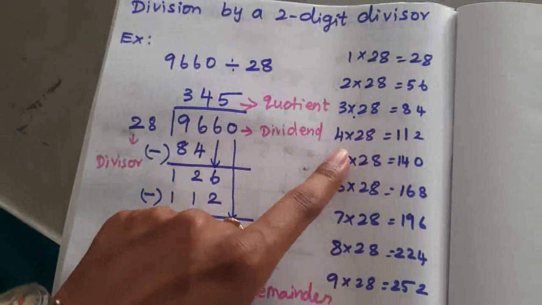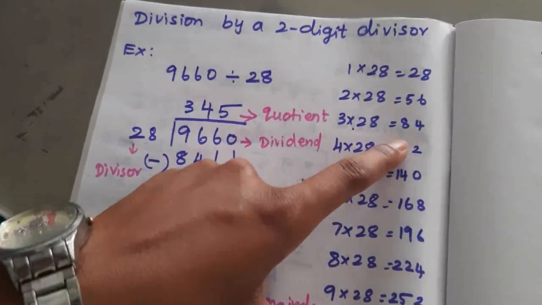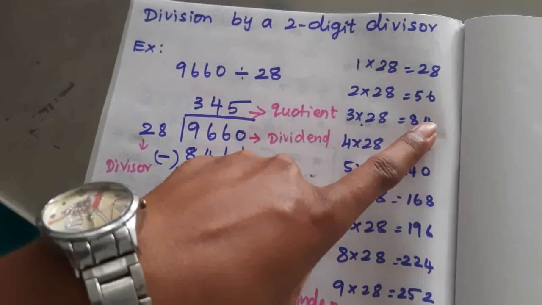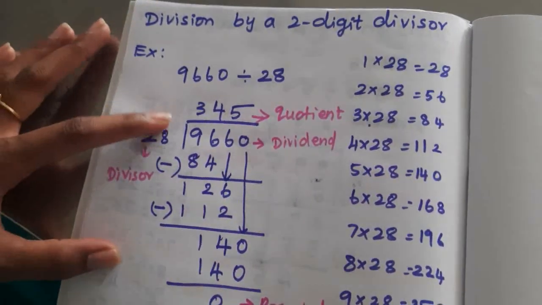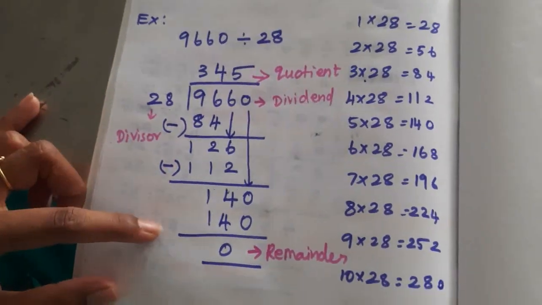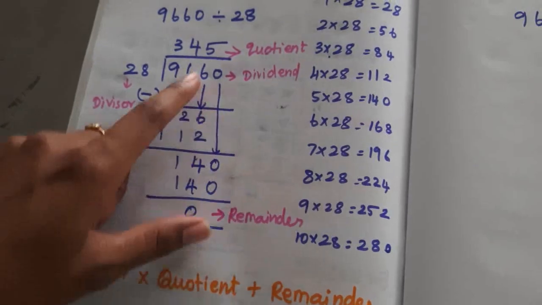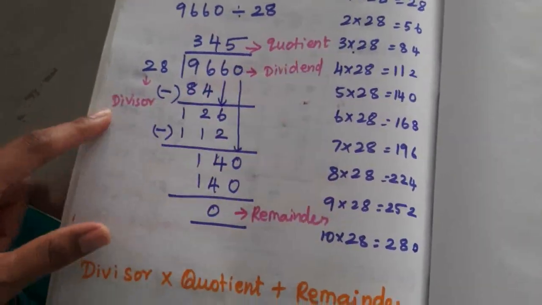Is 96 in the table? No. So 96 is not there, which means we have to see the nearest to 96. Nearest to 96 means 3 times 28, so 84. So further you have to do that process, and you will get the answer. So this 0 is called the remainder. Dividend, quotient, divisor.